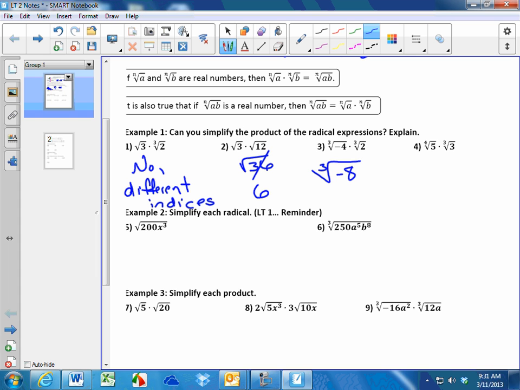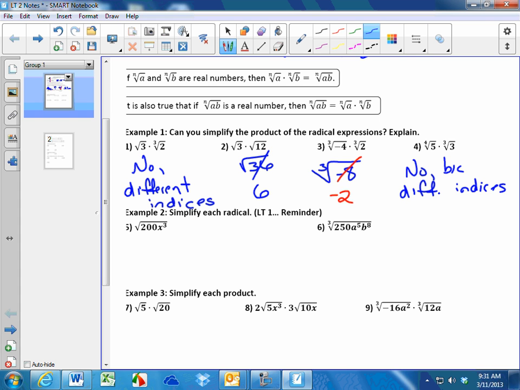And if you look at your reference sheet, you may not be as familiar. Is it on there? It is. Cube root of 8, negative 2. So this reduces to negative 2. Number 4, fourth root of 5 times the cube root of 3. Can you multiply those? No, and the explanation, because different indices. The index for a fourth root is 4, for a cube root is 3.